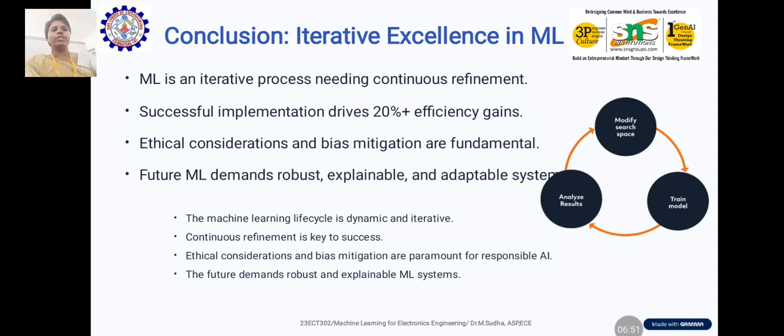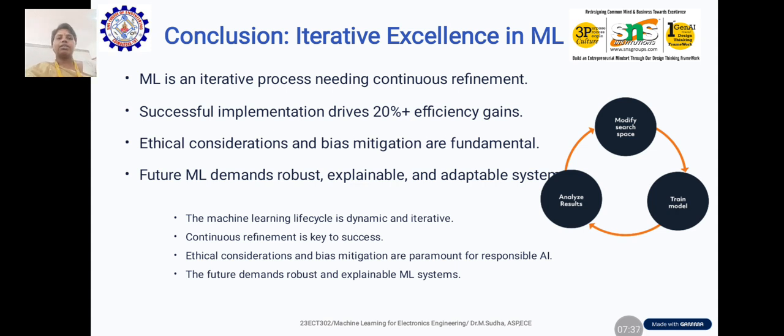Coming to the conclusion, iterative excellence in machine learning, because the iterative process plays a very crucial role. What does iterative mean? Iterative means repetitive. For example, we combine the data as 70% and the algorithm process as 30%, and we get an efficiency of 95% output. Then we try a 75/25 ratio, or the ratio is alternated, and it is iterated. Based upon the iteration, we see the outcome. This is how the process takes place. ML is an iterative process needing continuous refinement. Successful implementation drives 20% efficiency gains.